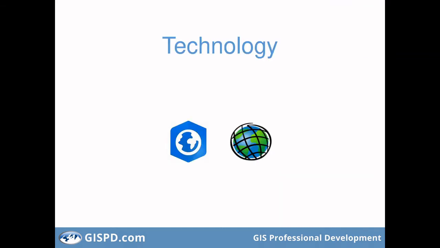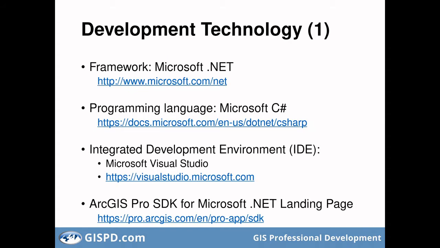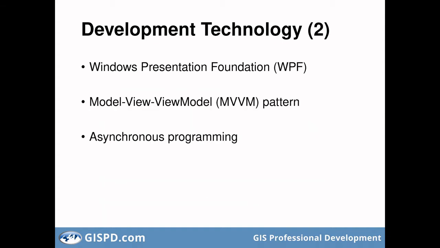Now I'm going to give you an overview of the technology and then show you how I built the add-in. The development framework is Microsoft .NET, which you can think of as a big box of software pieces that can be used to put together programs like ArcGIS Pro and the add-in I showed you. The programming language is C#, and the program in which I do the development is called Visual Studio. And then we have the ArcGIS Pro SDK, which consists of .NET capabilities specific to ArcGIS Pro. We also use something called Windows Presentation Foundation, or WPF, a model view model development pattern, and asynchronous programming, and I'll explain these three items next.